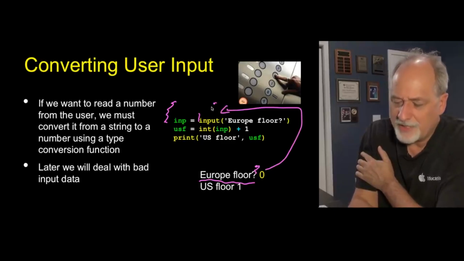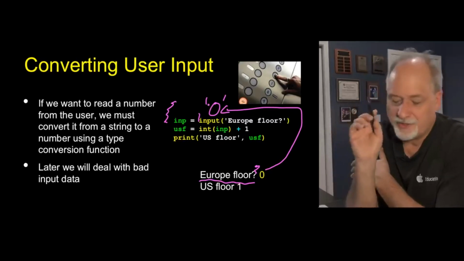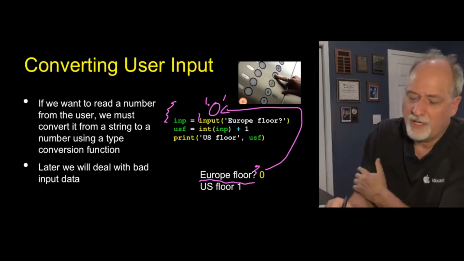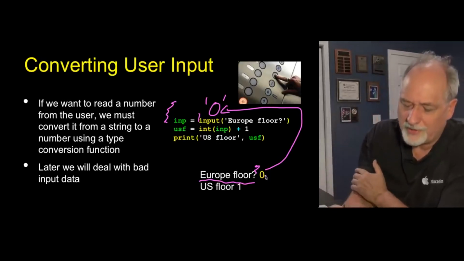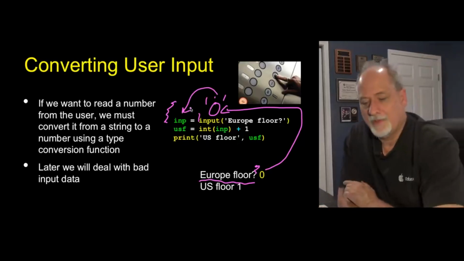And the 0, which is a string. Input gives you back a string. It doesn't give you back a number. It was a little different in Python 2, but in Python 3, input gives you a string. So quote 0 quote, which is what we typed here. We didn't type the quotes, it's a string, gets stored in the inp variable.